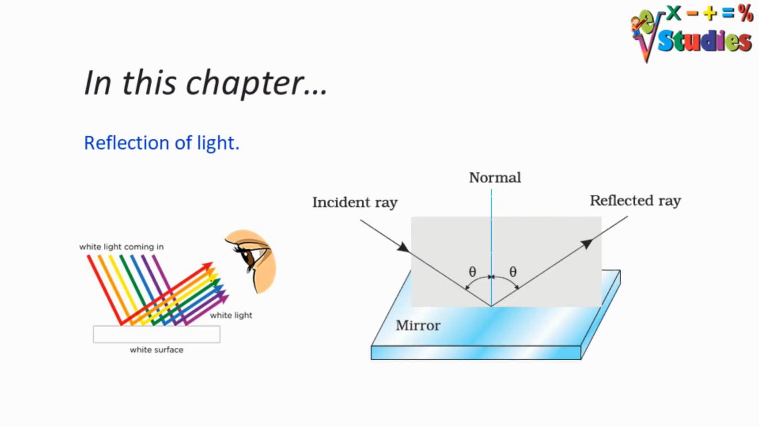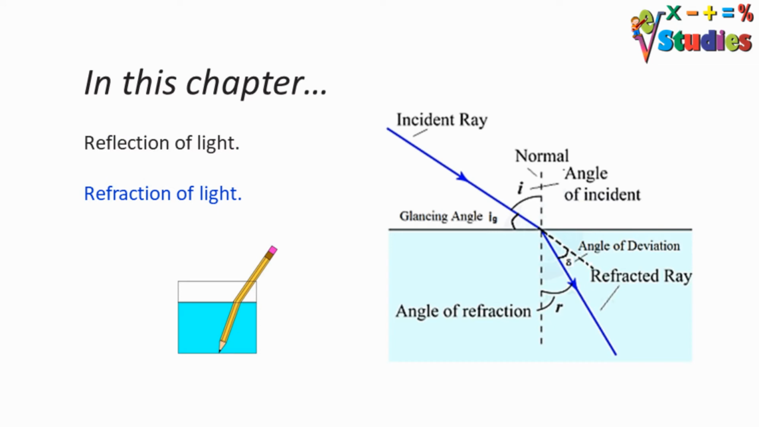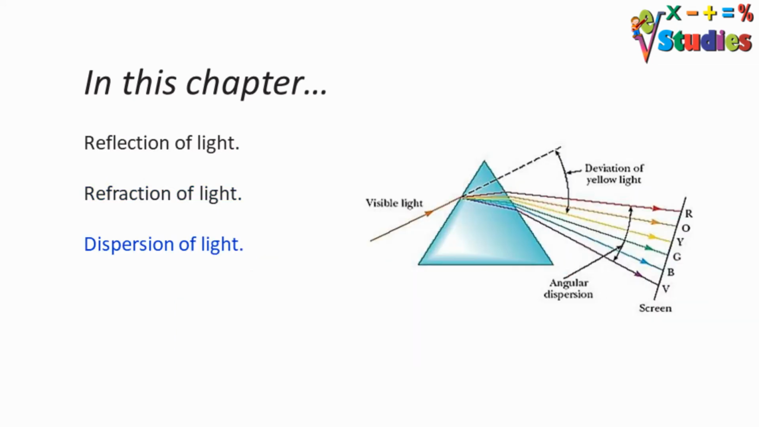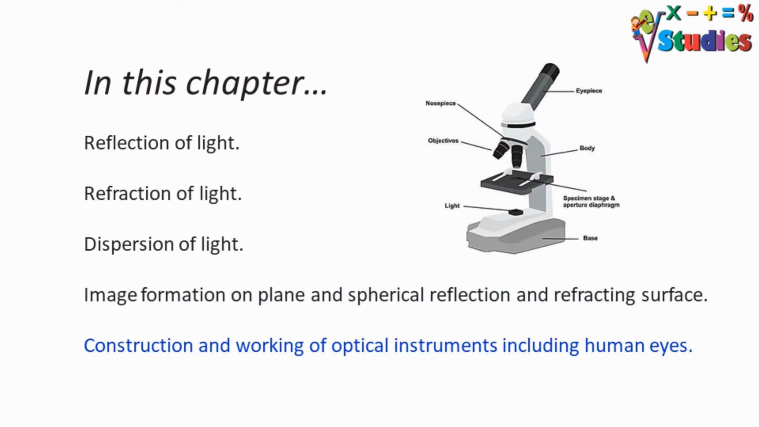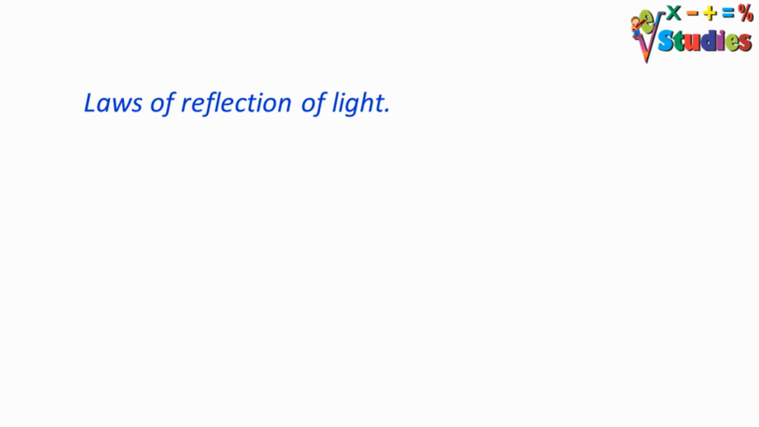So friends, in this chapter we are going to learn reflection of light, refraction of light, dispersion of light, image formation by plane and spherical reflecting and refracting surfaces, and construction and working of optical instruments, including the human eye. So let's start with the laws of reflection of light.